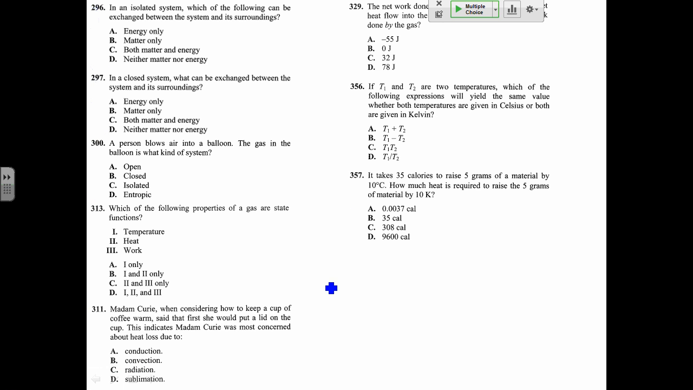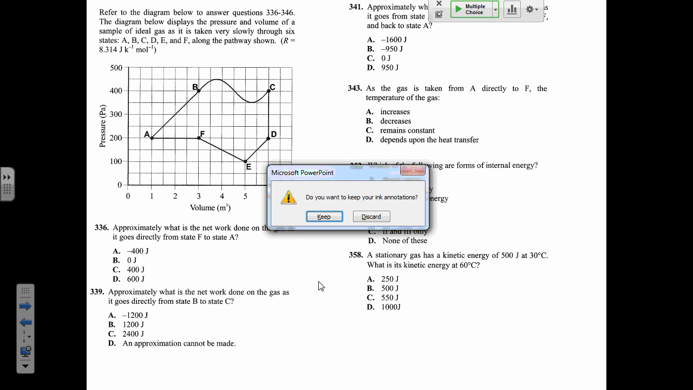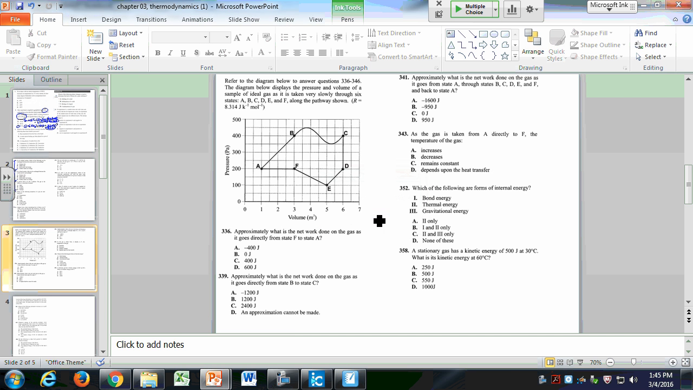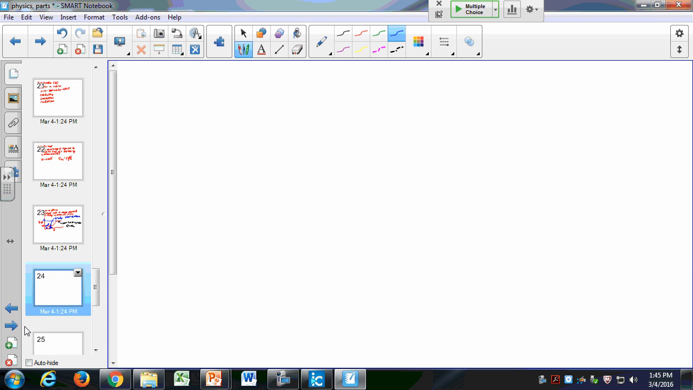There's some more here on calorimetry, but I'll let you deal with that. Let's get into PV diagrams. It's fairly important that you know how to interpret PV diagrams. In your book, they describe different processes. Isothermal means same temperature. The temperature remains the same, or your delta U is equal to 0. So the change in the internal energy of your system does not change.